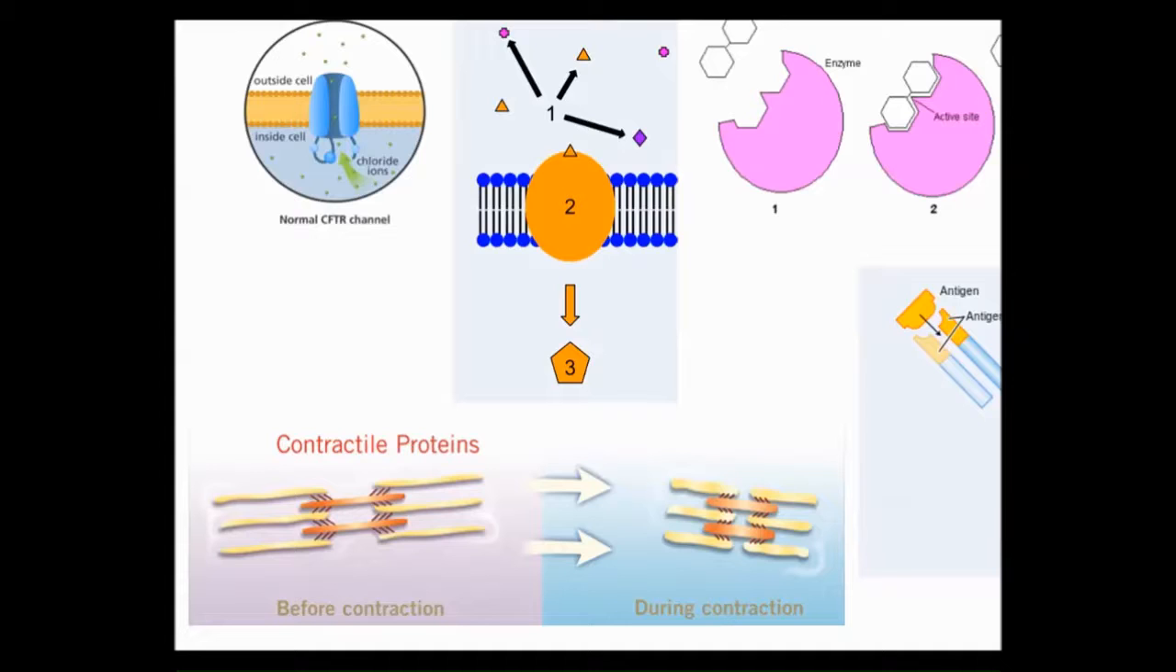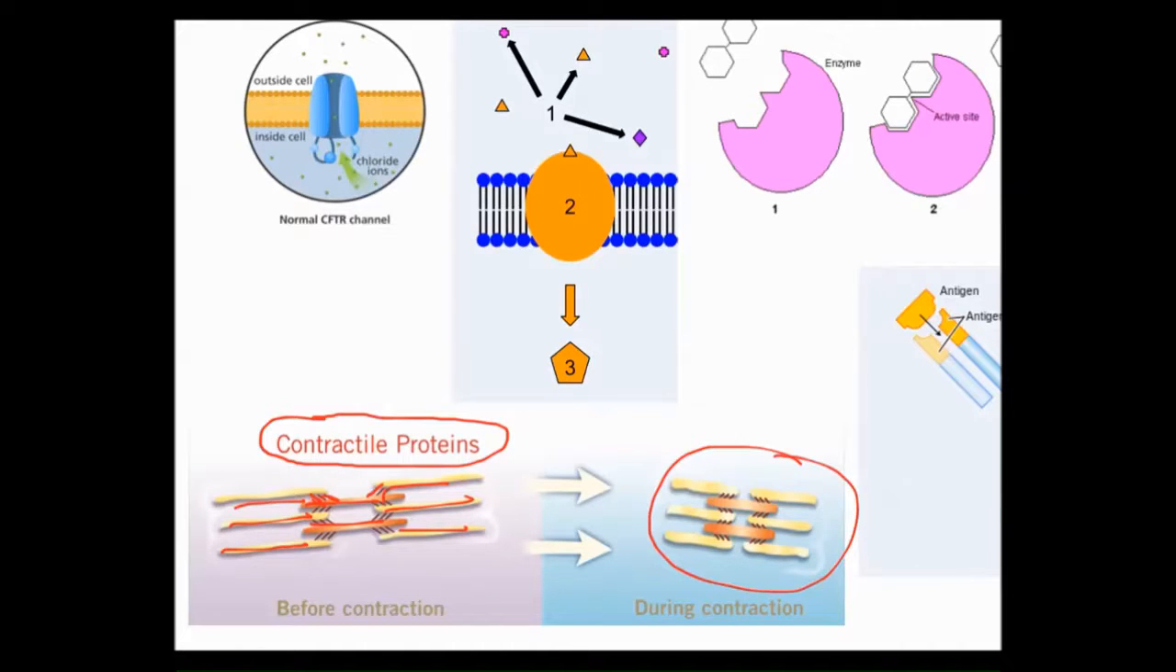Another function of proteins is involved in muscle contraction. When we look at a muscle that is relaxed before contraction, we can see all of these proteins overlap slightly, and so each one of these are a different type of protein. However, when contraction takes place, then you can see these proteins overlap to a much greater degree.